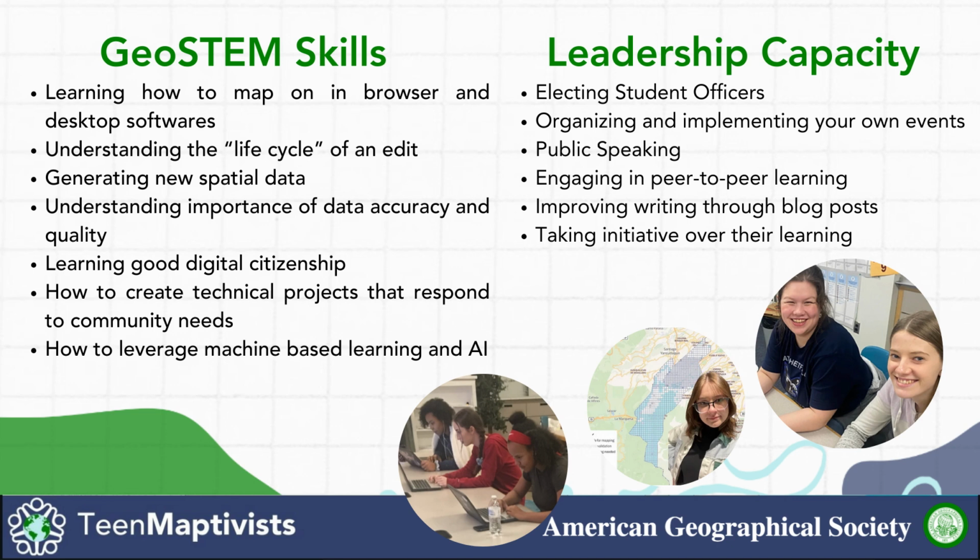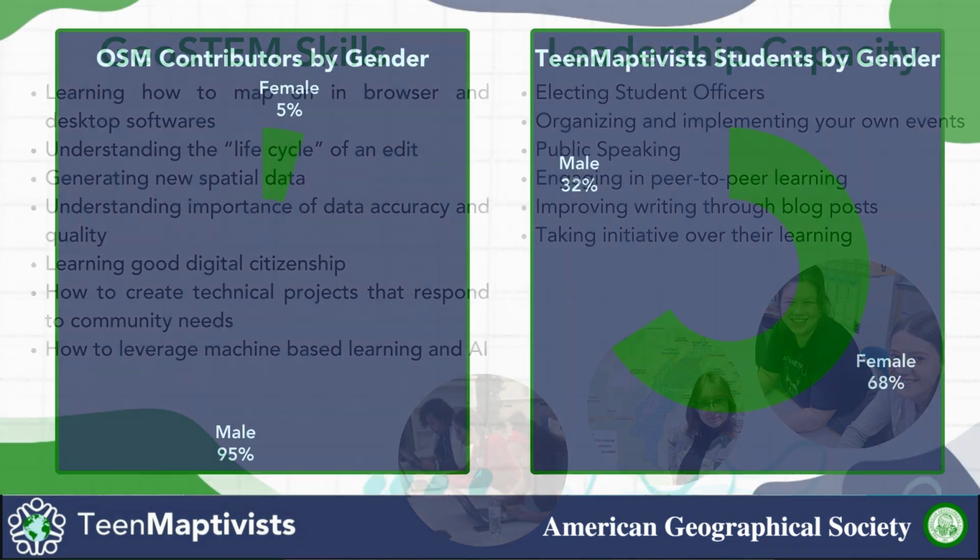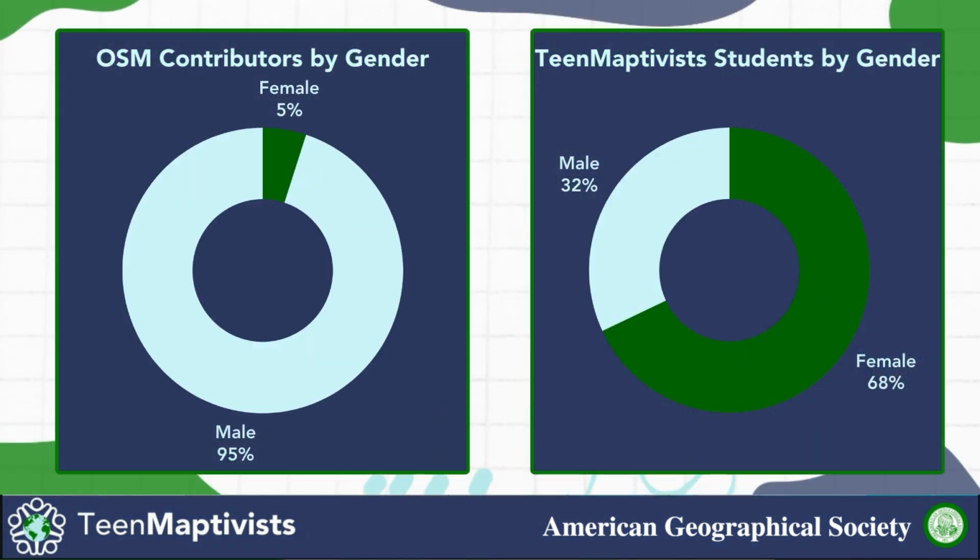And our focus on empowering and activating young girls is extremely important when taking into consideration the demographic breakdown of OSM contributors. It's estimated that even with over 1 million contributors, the number of women who contribute to OSM is only about 2 to 5%. And this is a microcosm of many STEM and especially the GeoSTEM fields. It is predominantly white and male, and that is not representative of the majority of the United States, let alone TeenMaptivists. This needs to change, and we are changing it.